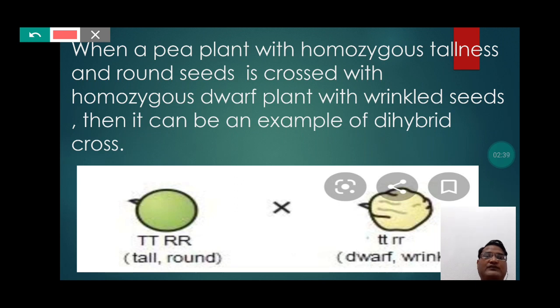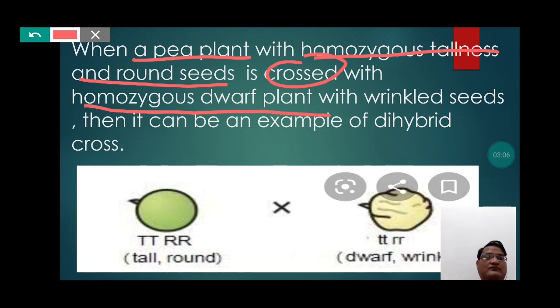So students, when a pea plant with homozygous tallness and round seeds is crossed with homozygous dwarf plant with wrinkled seeds, then it can be an example of dihybrid cross.